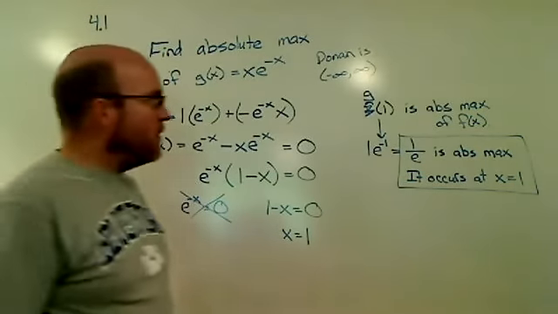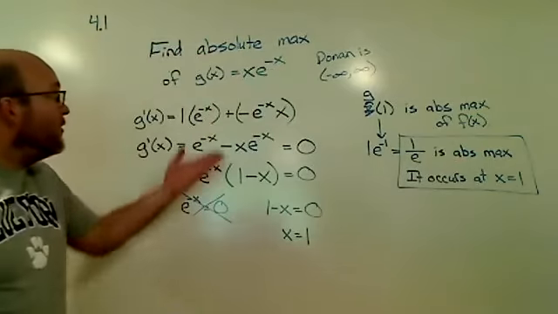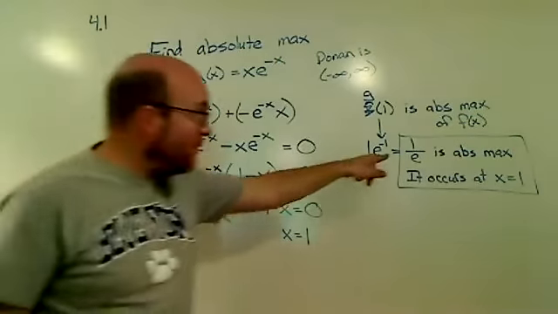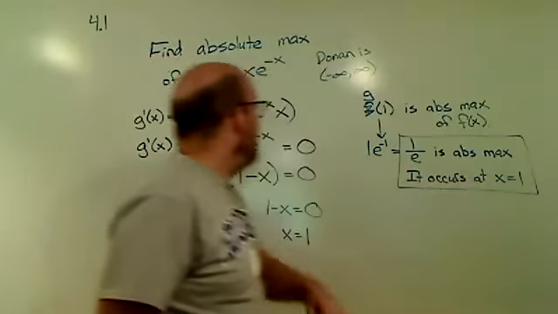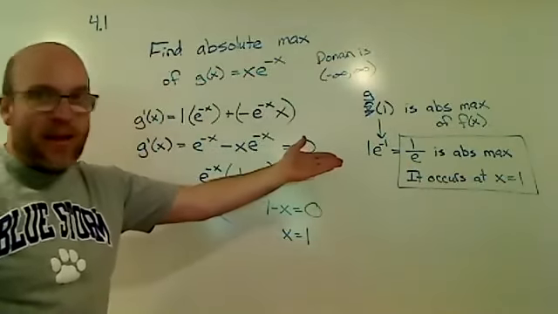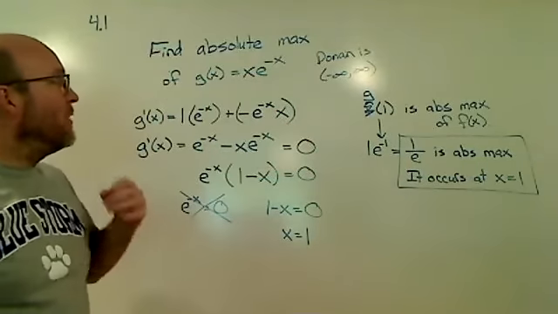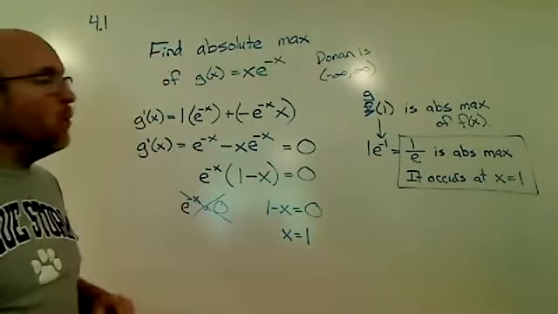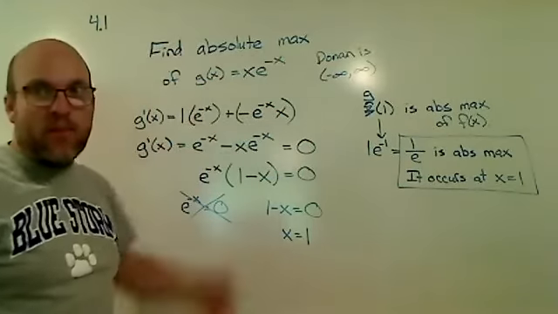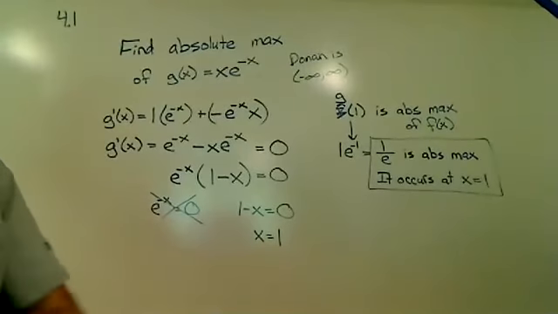So all we have to do to check whether this is the absolute maximum or absolute minimum is just put something back into the original function. It doesn't matter what you put in, as long as it's not x equals 1. If I put anything else in for x, it better be smaller than whatever 1 over e is. Likewise, if this was going to be an absolute minimum, which it's not, we'd have to put in any number we wanted and show that that number was bigger than the minimum we came up with.